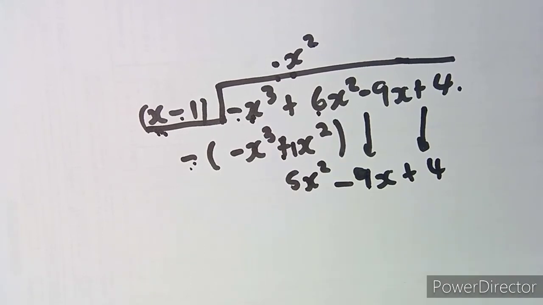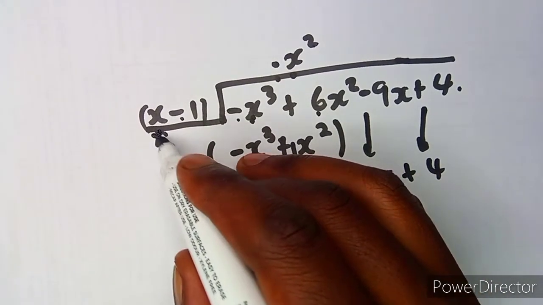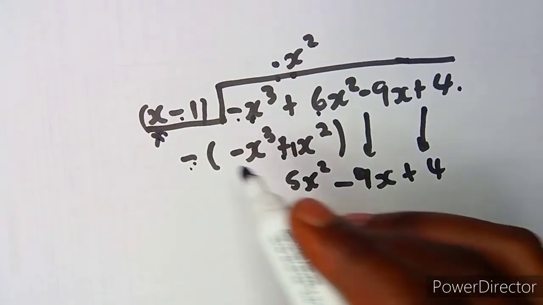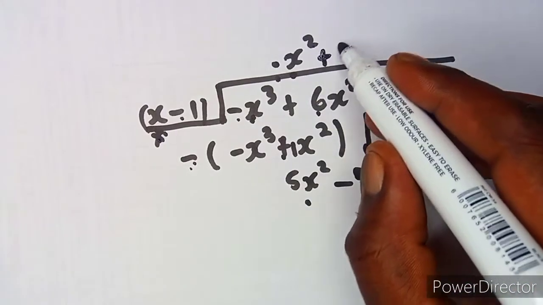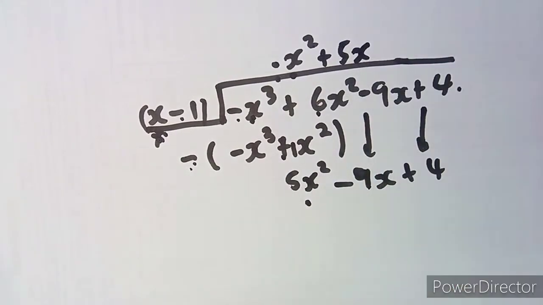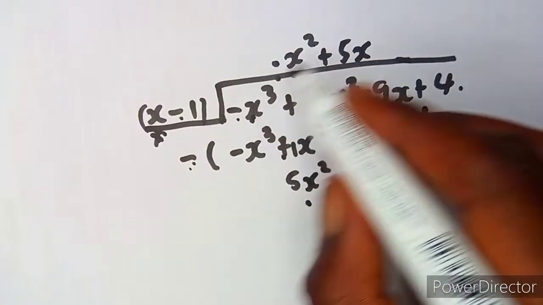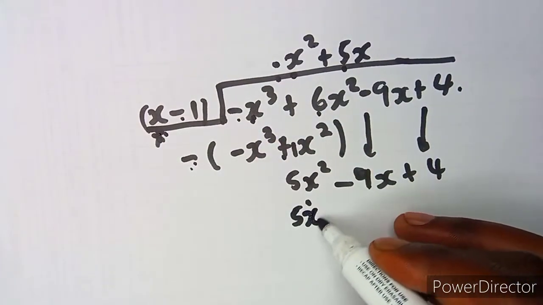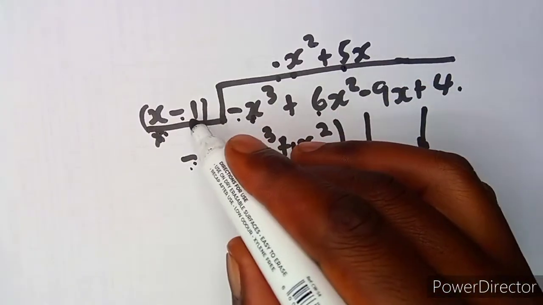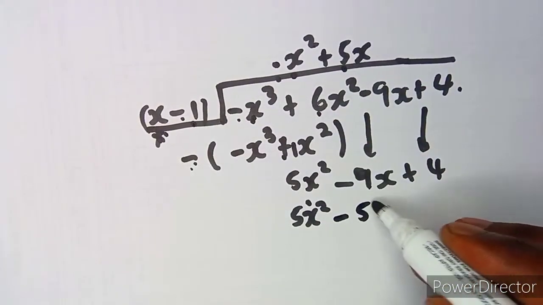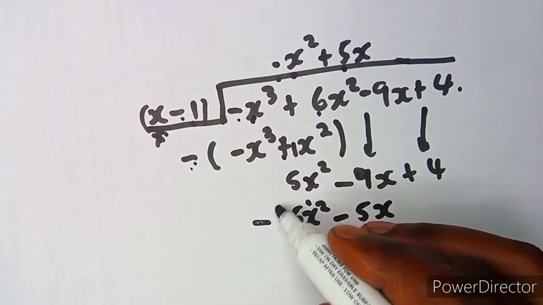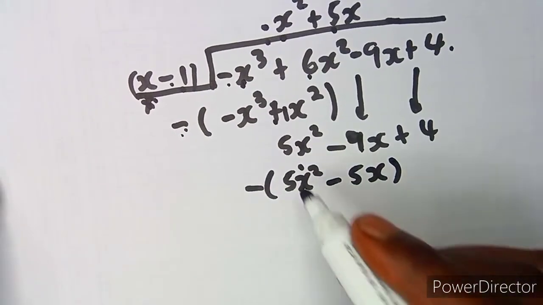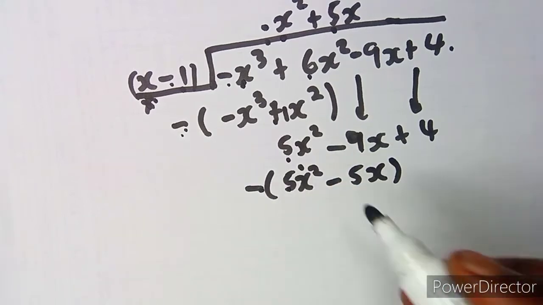We divide again using the same x. So it's now 5x squared divided by x, which is plus 5x. After dividing, we multiply back. So it's 5x times x, which is 5x squared. 5x squared times minus 1, which is minus 5x. After multiplying, as usual, you have to subtract. Okay, so if we subtract, it's 5 minus 5, that's a 0, this one.